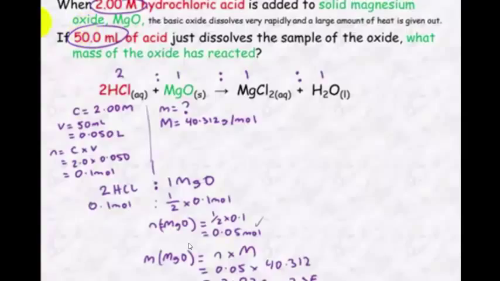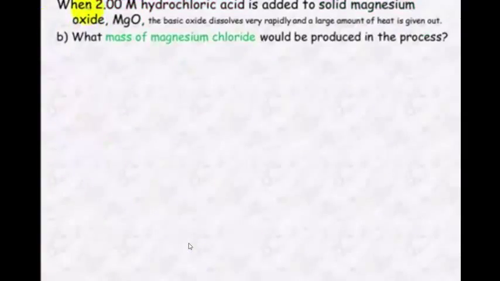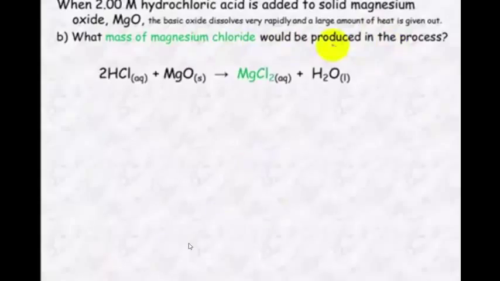Let's have a look at part B of the question. When 2.0 molar hydrochloric acid is added to solid magnesium oxide, so it's the same question. Let's look at what they're asking though. What mass of magnesium chloride would be produced in the process? The first thing I'm going to do is write down the reaction again and write down my mole ratios. I've got 2 to 1 to 1 to 1. And I'm looking for now the mass of magnesium chloride.